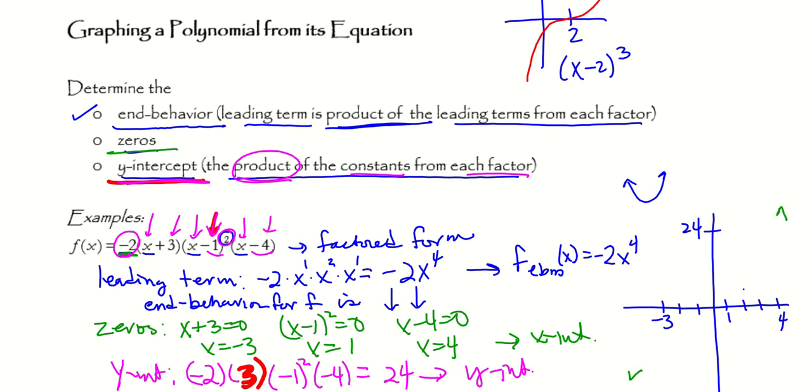Now I have one other thing that I have to pick up, and that is that because this 0 of 1 came from a factor as squared, this is a double 0. And where I have a double 0, my graph is going to turn around. So I know that at 1, my graph is going to turn around. That's a little bit special. So let's see what we can do. If I start low, I come through my -3. I don't have to turn around at my y-intercept, but I have to go through it. And then I'm going to turn around at 1.